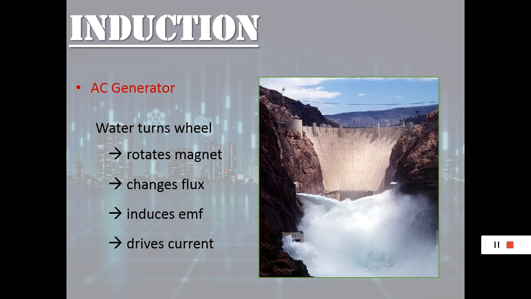And of course, for our electricity, we use this as a generator, or I think some of you have learned about the dynamo. When the water turns the wheel, it will rotate the magnet, change the flux, induce the EMF, and drive the current. So here we have the concept of Faraday's law. Changes in flux over time will produce the EMF and will produce the current.